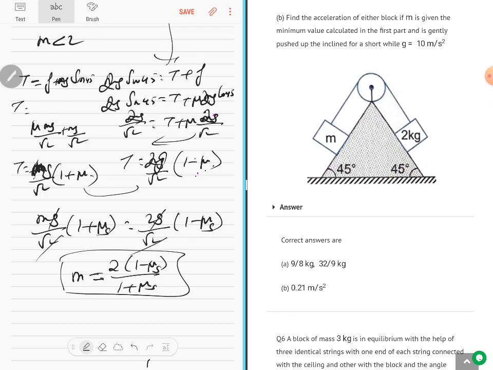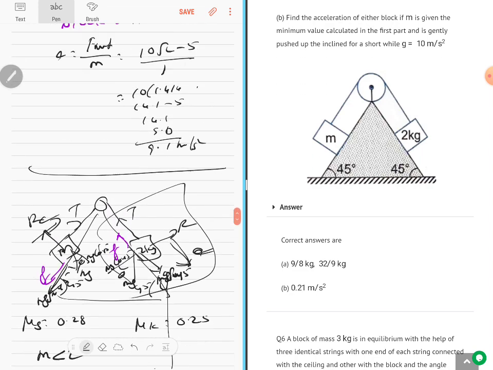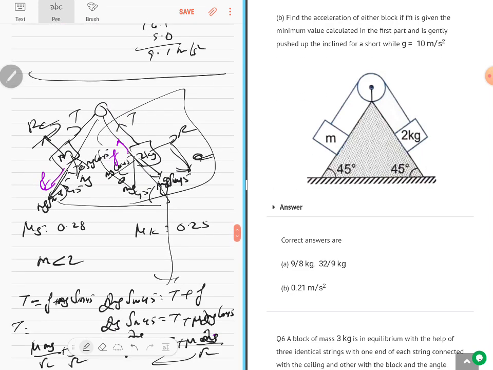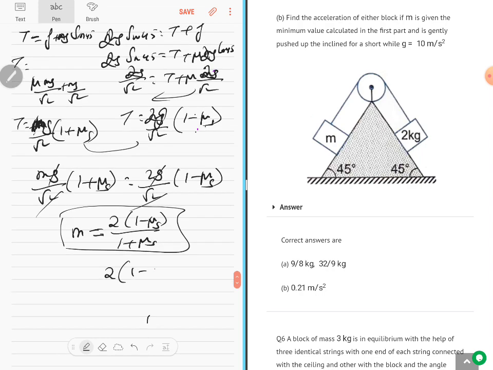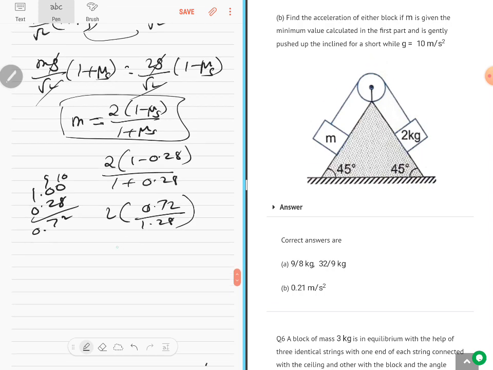We have assumed everything to be static friction. In the first case, mu is maximum, limiting friction. What have they given? 0.28. So you can fill in 2 into 1 minus 0.28 by 1 plus 0.28, which will be 2 into 0.72 by 1.28.